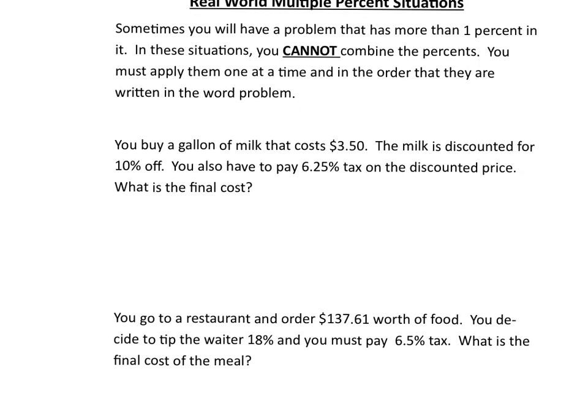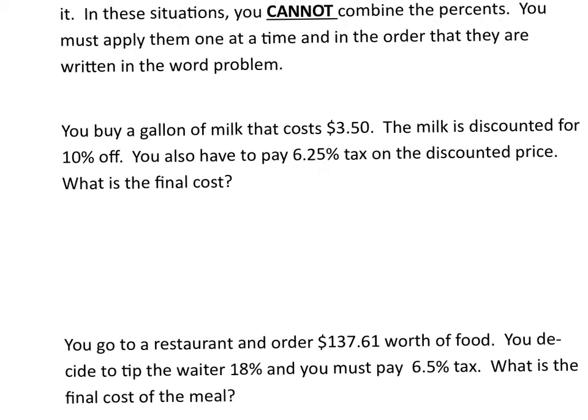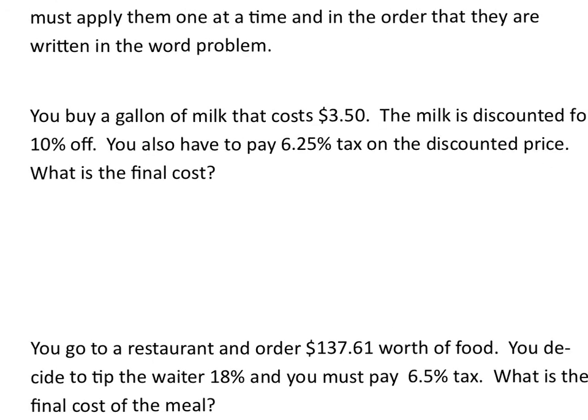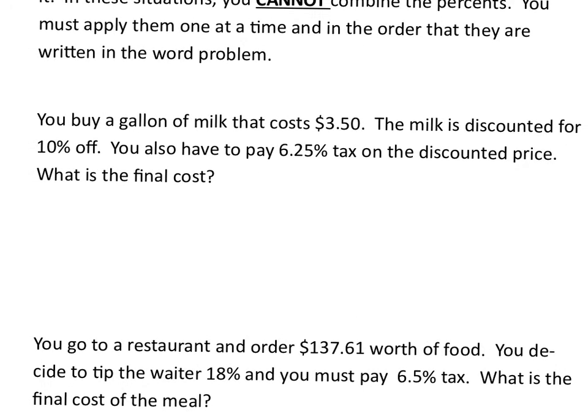Looking at the first problem, you buy a gallon of milk that costs $3.50. The milk is discounted for 10% off. You also have to pay 6.25% tax on the discounted price. What's the final cost? Now, there wasn't a nice little box drawn, so I'm going to draw one.